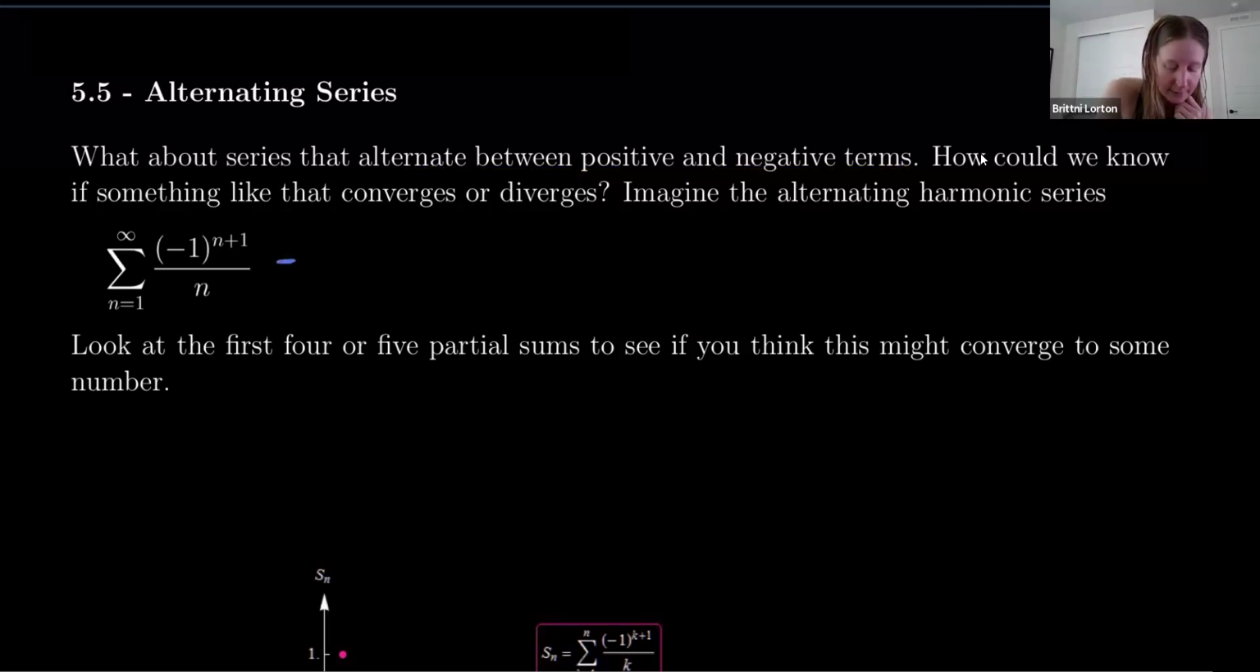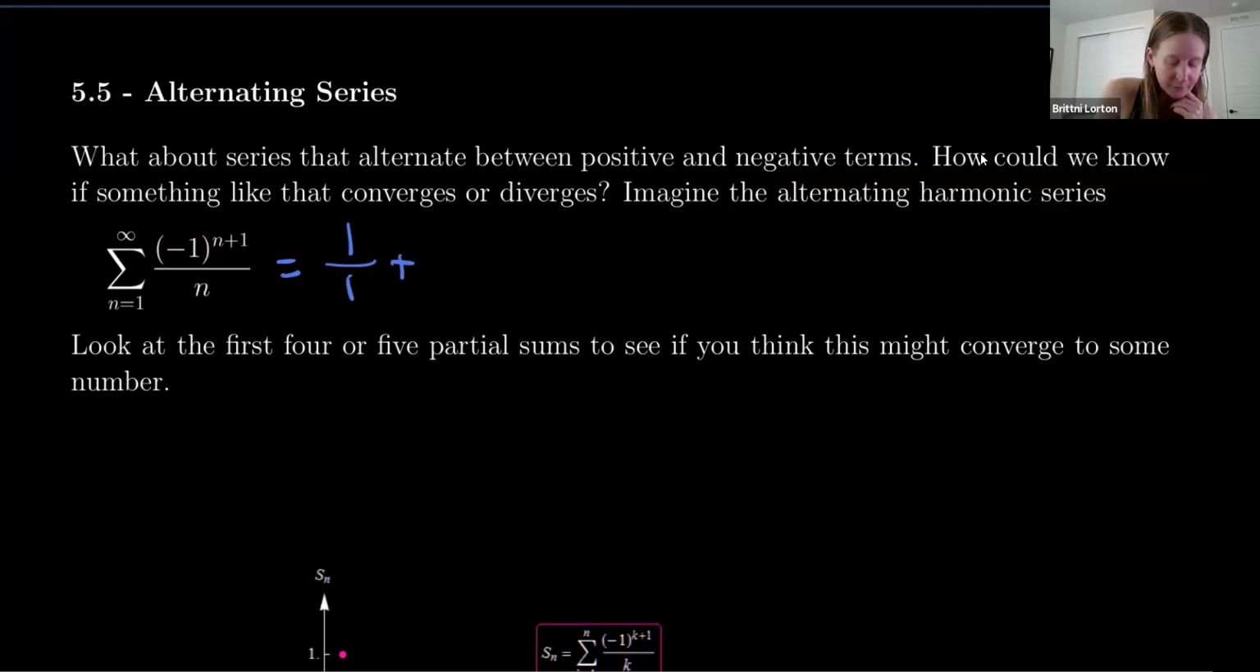So let's look at an example. The first example would be the alternating harmonic series. If I started off plugging in n equals 1, this would become -1 to the power of 1 plus 1. And 1 plus 1 is 2, and -1 squared is +1, and then over 1.